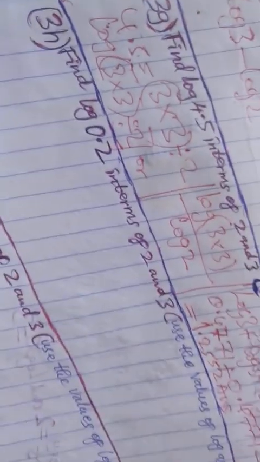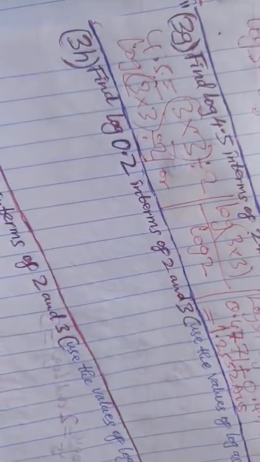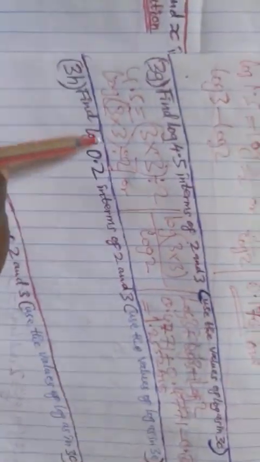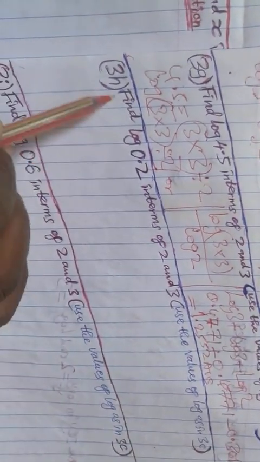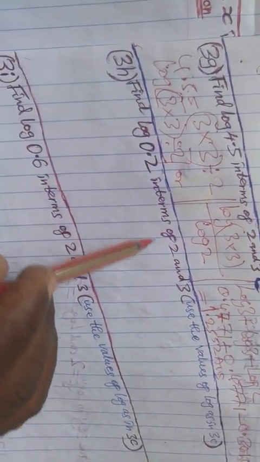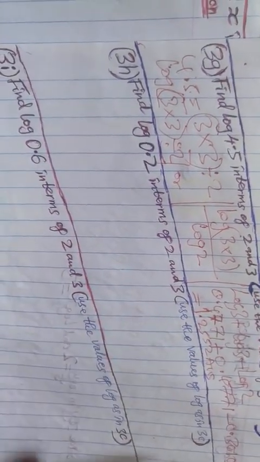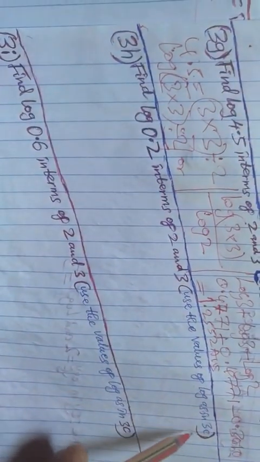Okay, we are going to question number 3H. Question number 3H states that find the log of 0.2 in terms of 2 and 3. Use the values of log as in 3C. So these are the values of log in 3C. They are given.